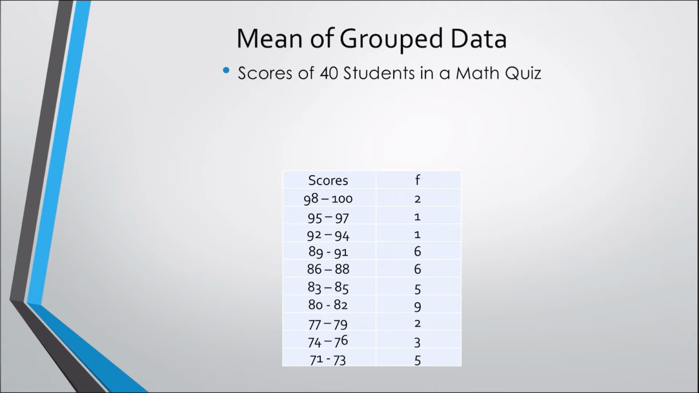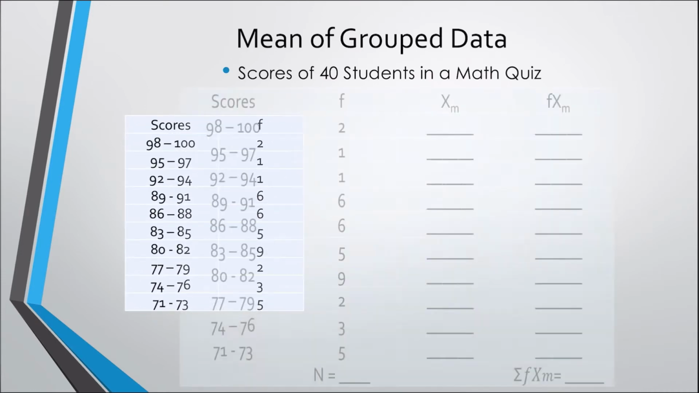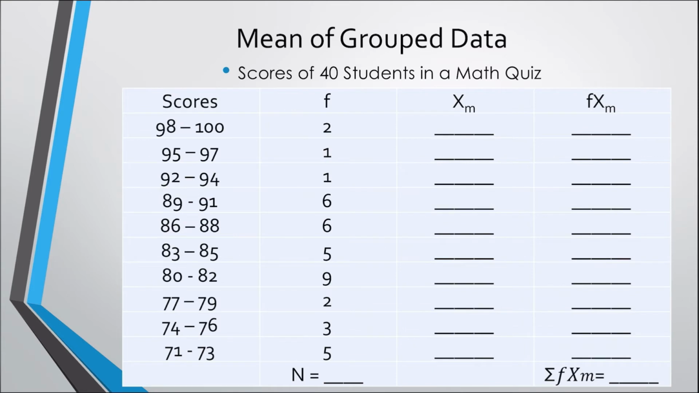Okay? So, para makompute natin ang mean ng group data, magdadagdag tayo ng another column. So, kunin muna natin yung total ng frequency. So, pag in-add natin 2, itong 2 plus 1 plus 1 plus 6 plus 6 plus 5 plus 9 plus 2 plus 3 plus 5, that is 40. Okay? Kasi 40 students yung ating kinuhanan ng score.